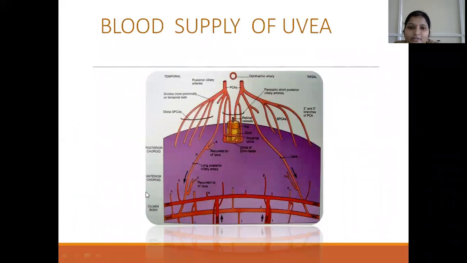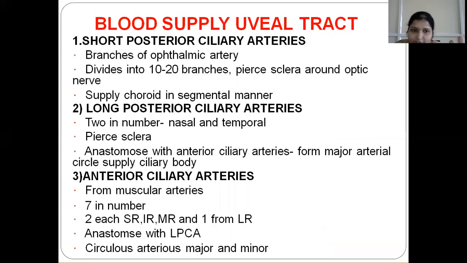So here you can see these are short posterior ciliary artery arising from the ophthalmic artery, and they divide into multiple branches here, and they are piercing the sclera around the optic nerve. So this yellow one is the optic nerve, and it pierces the sclera around the optic nerve and supplies the choroid.